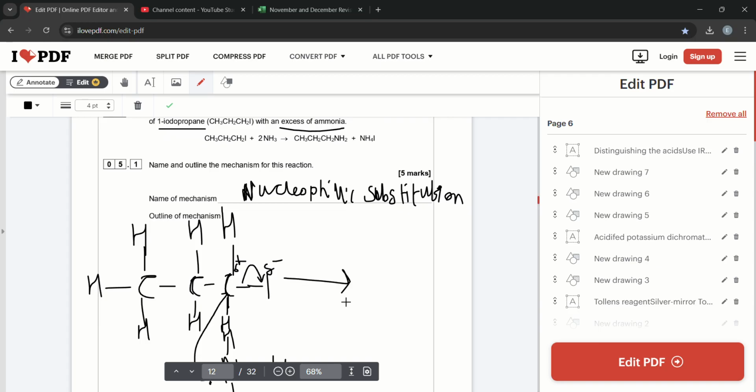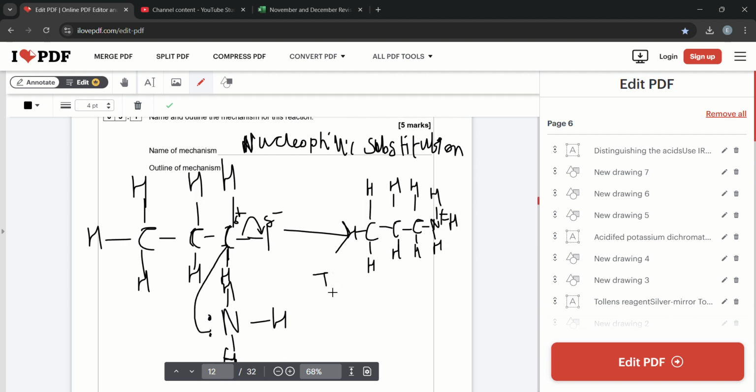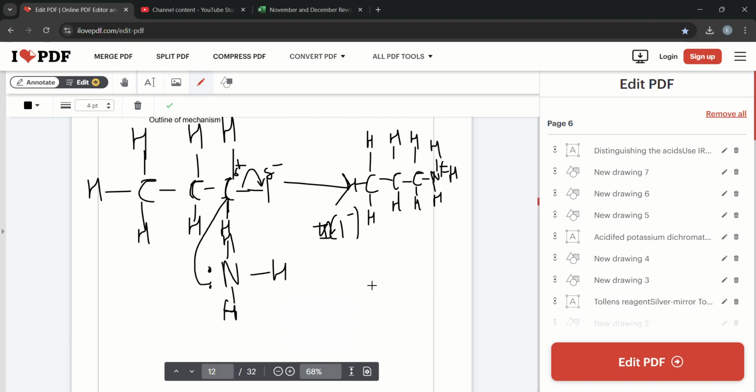Surely it can't be that easy, man. Is that maybe what you're thinking, guys? Yeah, it's not that easy. Now the next step. So it's just been substituted. Nitrogen's positive, and we've got this I minus just floating around. It's not part of the molecule anymore. And now what's going to happen?